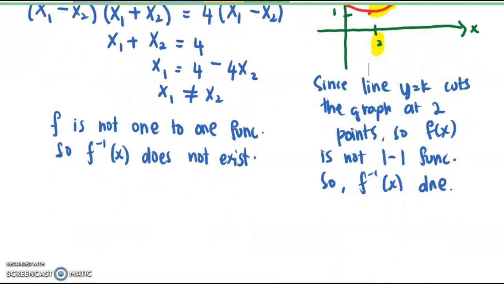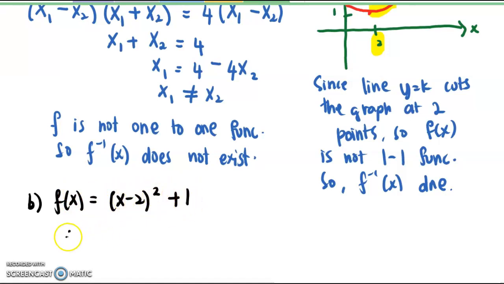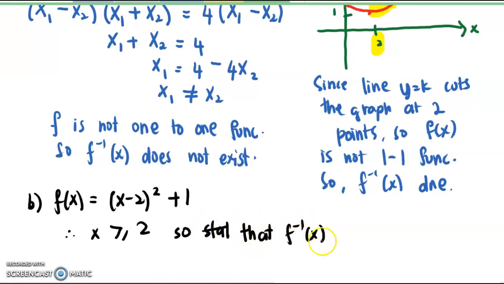So kalau working, kita guna kita punya CPS sahaja. So question B, we have f(x) equals to (x minus 2) square plus 1. So x greater than or equals to 2 so that f inverse exists. So m equals to 2.